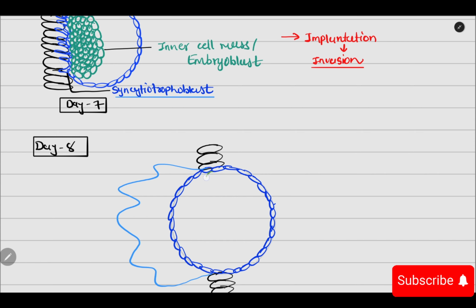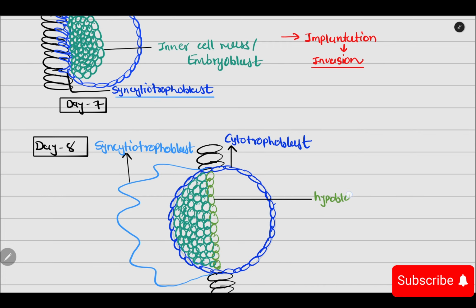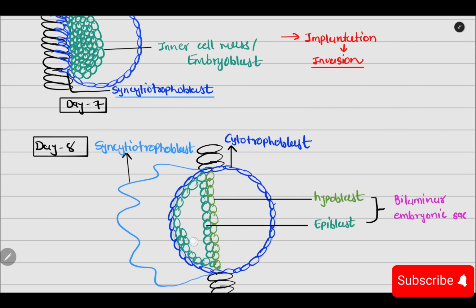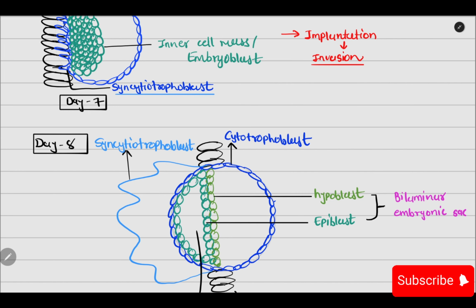The embryoblast now differentiates into two types of cells. Hypoblast will form extraembryonic tissues. These are cuboidal cells. Epiblast will form the embryo itself. These are columnar cells. Together, the hypoblast and epiblast form the bilaminar embryonic disc. A cavity forms between the cytotrophoblast and epiblast. This is called the amniotic cavity.